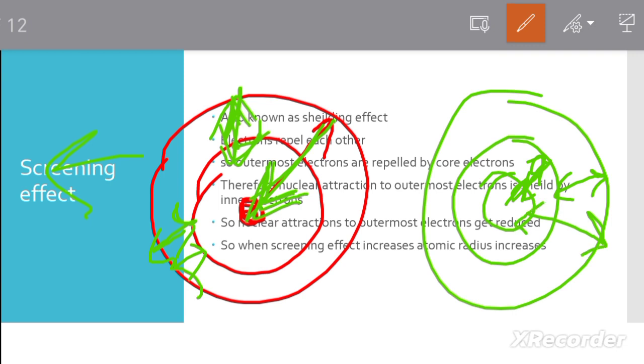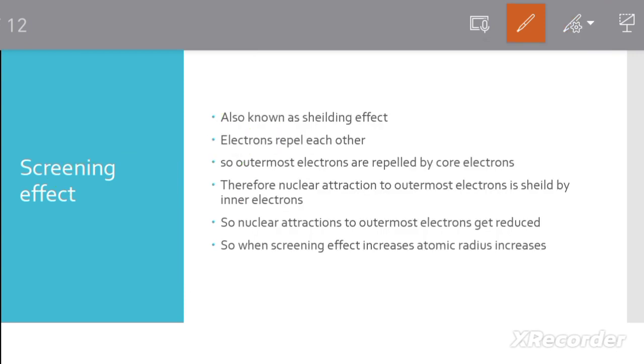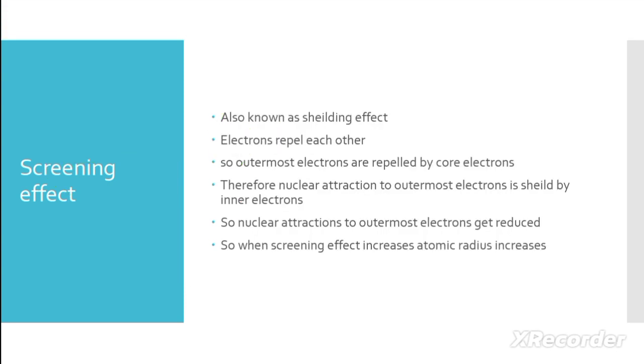When the number of co-electrons increases, screening effect also increases. Because of that, nuclear attractions become less. So we can say that when the screening effect increases, atomic radius increases.